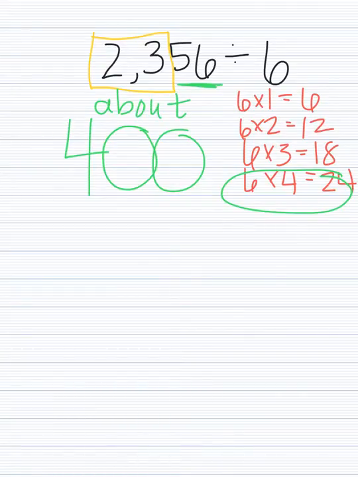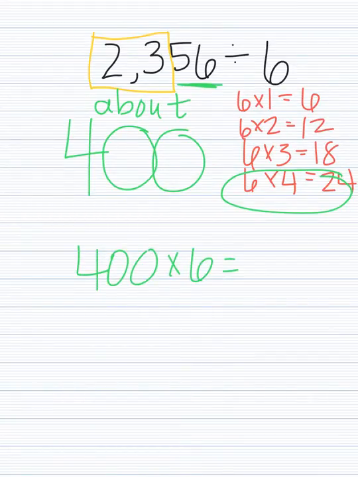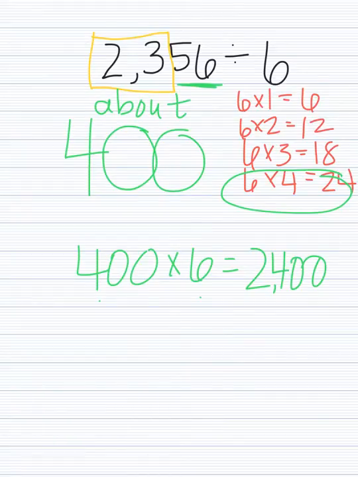And we relate that back to multiplication. And we check it really quick. So 400 times 6, just to see if our answer is reasonable. Well, 4 times 6 is 24. Add on your 2 zeros. 2,400, very close to our original 2,356. Let's try one more problem together.